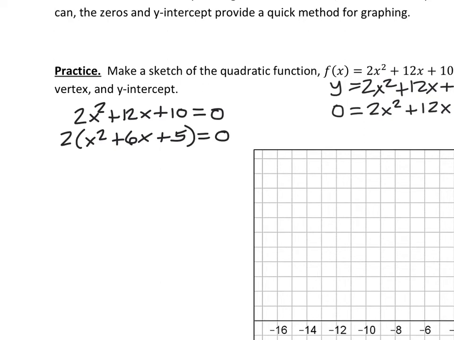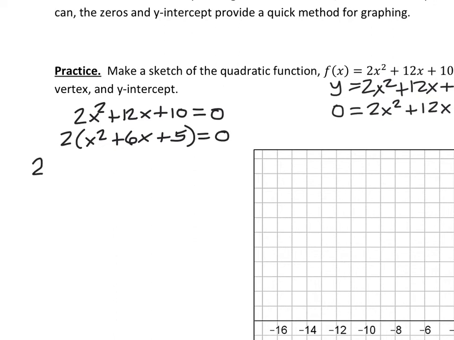Now that 2 up front definitely has an impact on the graph. It's the stretch, that's A. And this has a stretch factor of 2, so it'll be taller and skinnier than the parent function. However, for the purposes of finding the x-intercepts, I could divide both sides of this equation by 2, and the 2 kind of goes away. So for the x-intercepts, I can ignore the 2 for right now, and I'll just keep carrying it though.